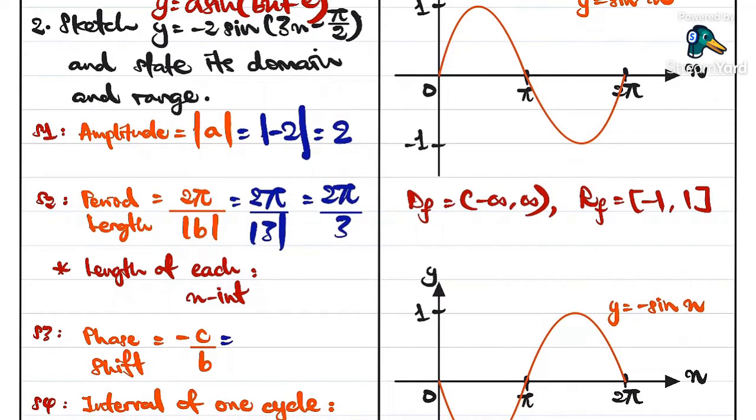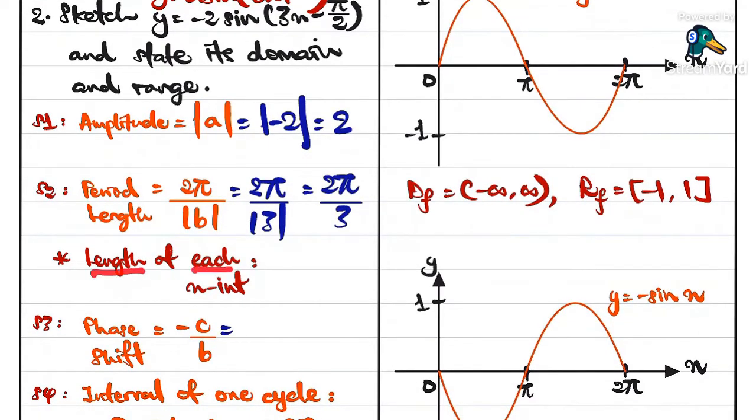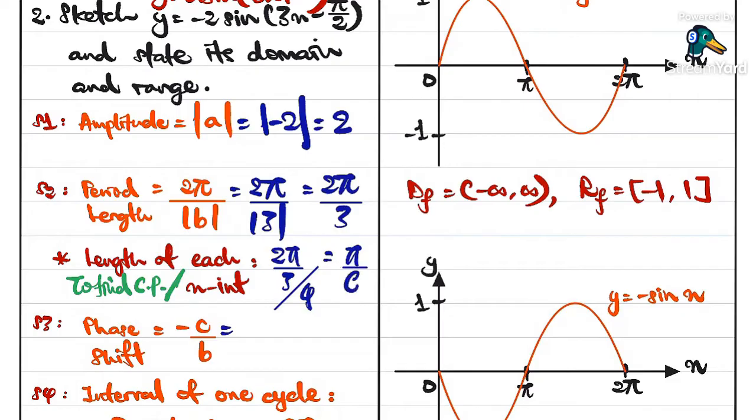Okay, and then the length of each of these x-intercepts, the critical points, in other words, it's called the critical point. To find the critical point, let me write it down nicely. To find the critical point, or the x-intercept, we need to do 2 pi over 3 divided by 4. Yeah, we divide it by 4, and then we will get pi over 6.